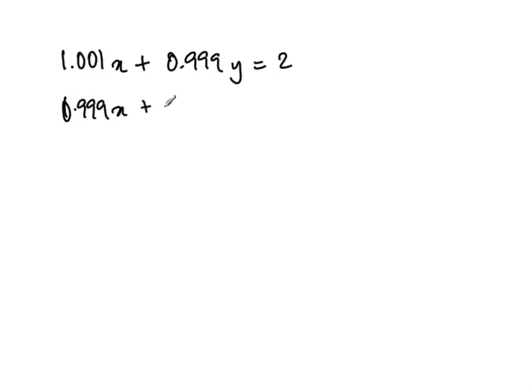So here is an example of an ill-conditioned problem. Supposing we have two simultaneous equations of this form. 1.001x plus 0.999y is equal to 2, and 0.999x plus 1.001y is equal to 2. So you can work out quite easily that the solution is x equal to 1 and y equal to 1. Now suppose the right hand side is perturbed slightly.